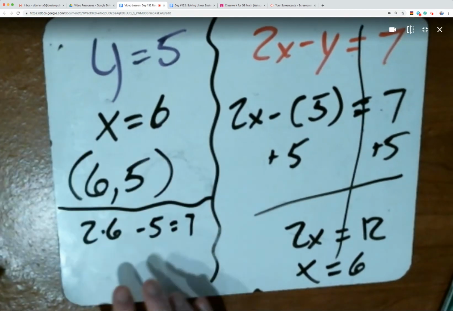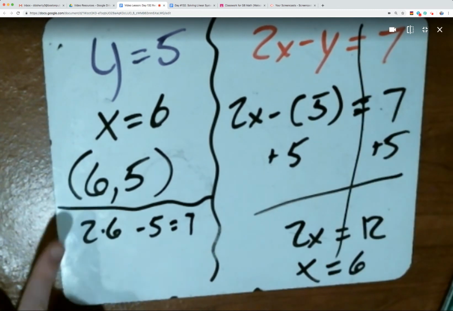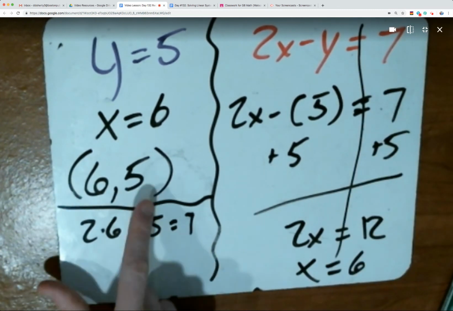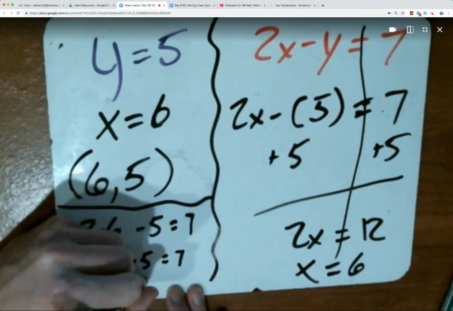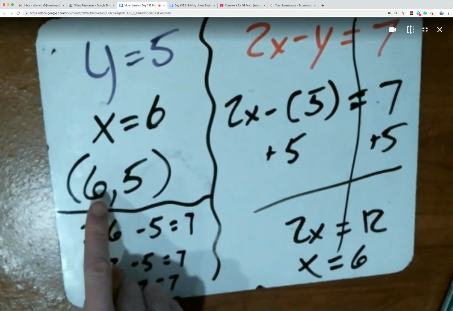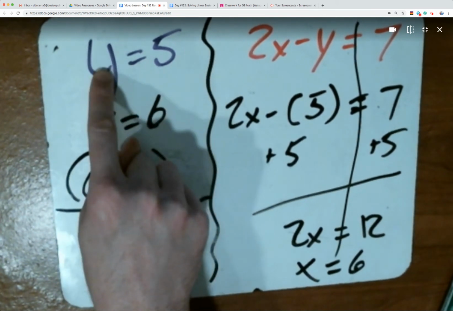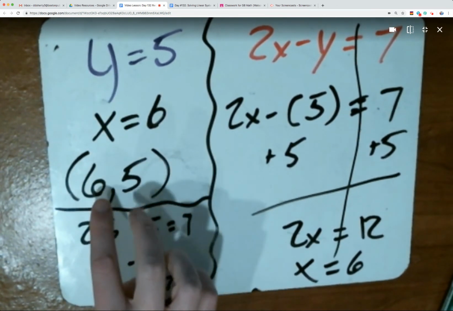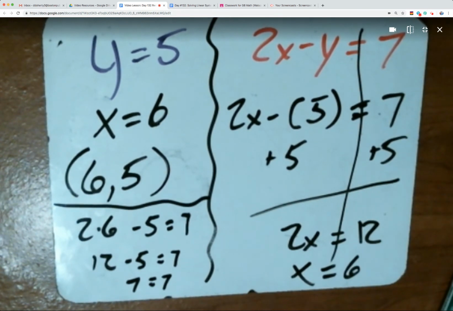So again, here we're just checking our answer, 2x minus y has to equal 7. So we plugged in a 6 for x. We plugged in a 5 for y. 12 minus 5 really does give us 7. So we see that this common solution, 6 and 5, it certainly works in the first equation, just plugging in a 5 for y. And if we put in 6 and 5 into the other equation, it also works. That's why it's the common solution.